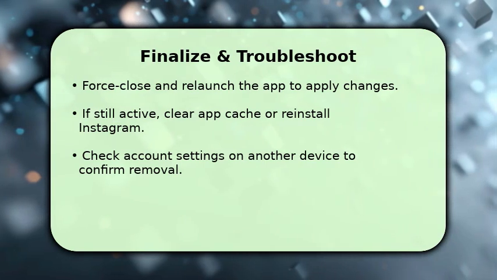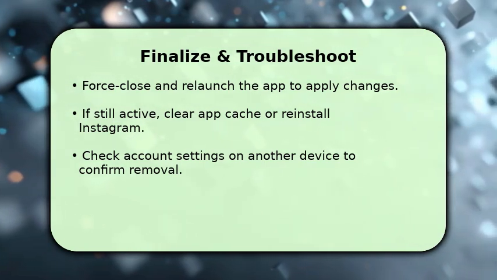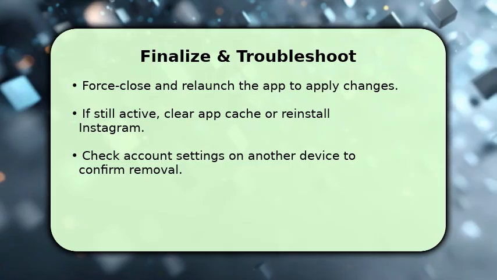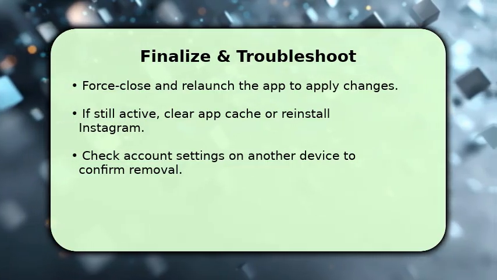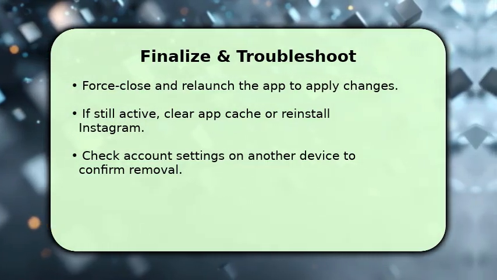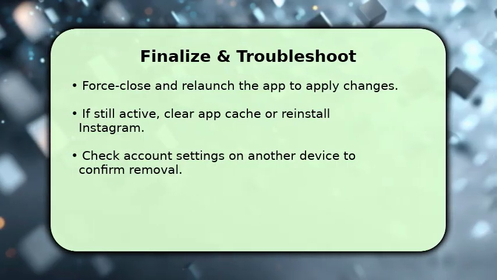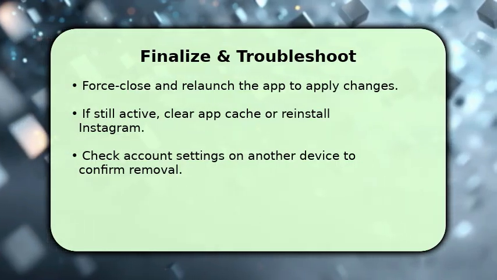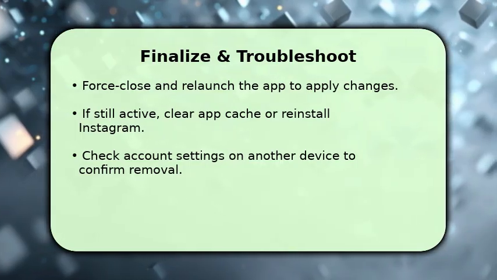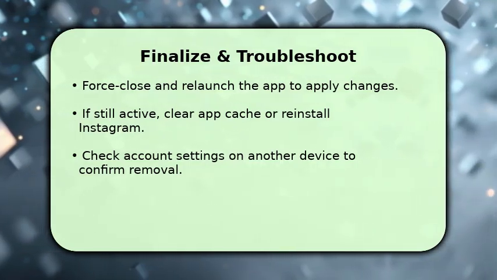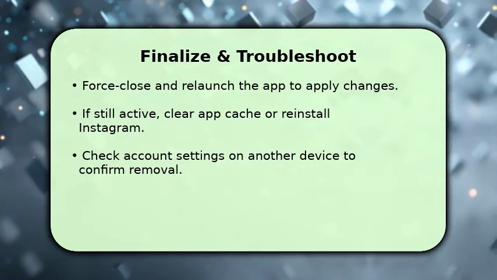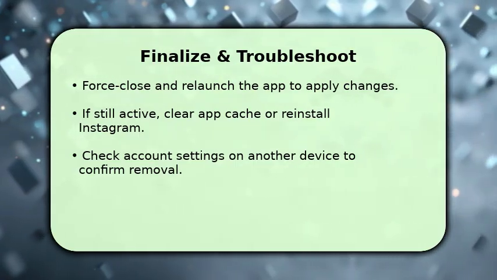Finish by force closing Instagram and reopening it so the app reloads settings. This often activates the change immediately. If sleep mode persists, clear the app cache or reinstall Instagram to remove stale config files and then reapply the disable steps. If problems continue, log into your account on another device or the web to confirm whether the setting is account level or device level.